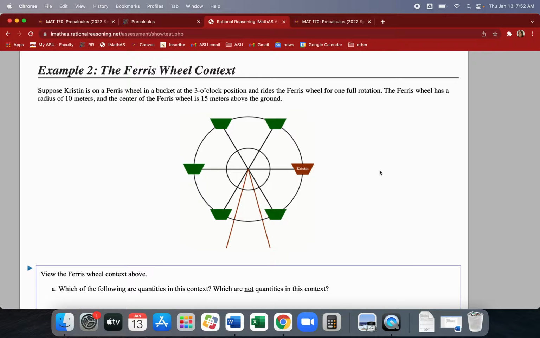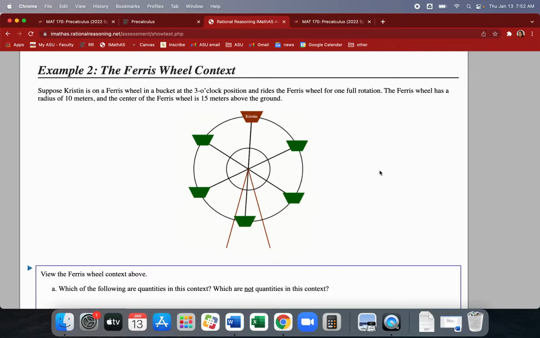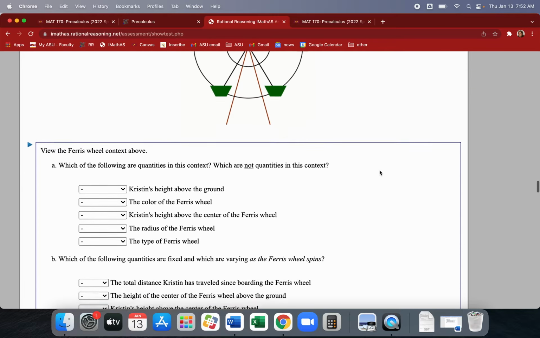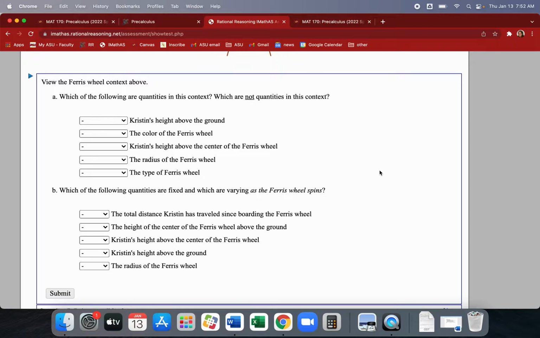That sounds like a lot of information. It's like, what on earth are we doing with this? Well, keep it in mind. So the first question: which of the following are quantities? Of those first 5: Kristen's height above the ground, the color of the Ferris wheel, her height above the center of the Ferris wheel, the radius of the Ferris wheel, and the type of Ferris wheel. How many of those 5 are quantities in this situation?